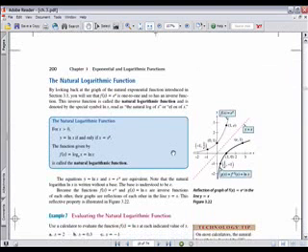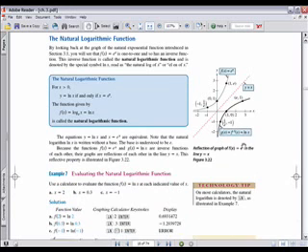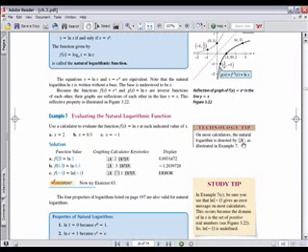Now, a little bit about the natural log function. Instead of a base 10 or some random base a, it's the base e, which is again around 2.718. And here's e to the x, and here's ln x, and they are inverses of each other, so they're symmetric about the line y equals x. Again, the do you know how to use your calculator part.